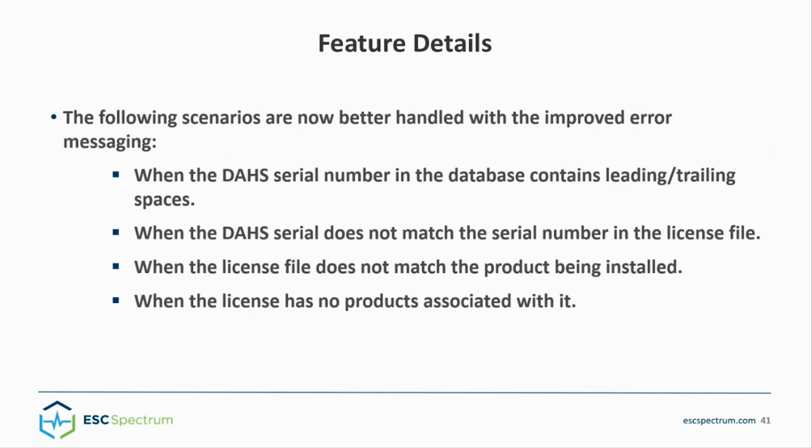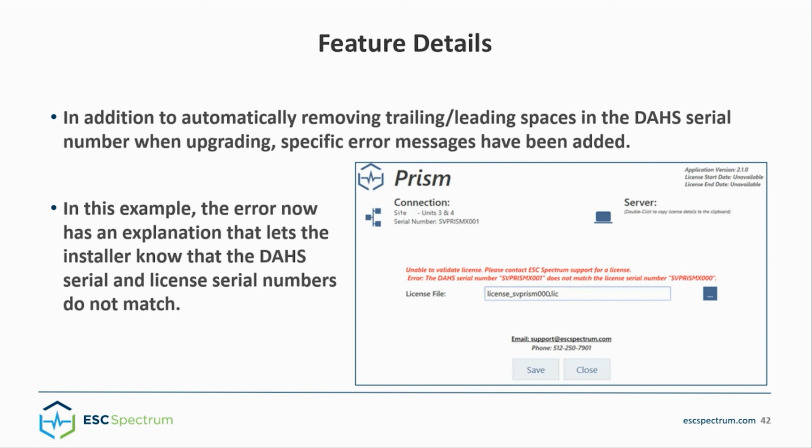And some of the scenarios that we added were when the serial number had leading edge releases or otherwise did not match the value that was in the license file. And then if the license file either had no products associated with it or did not match the Prism product, we will now display error messages saying as much.